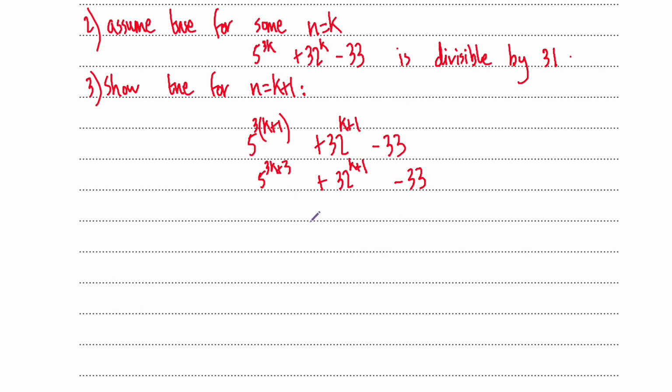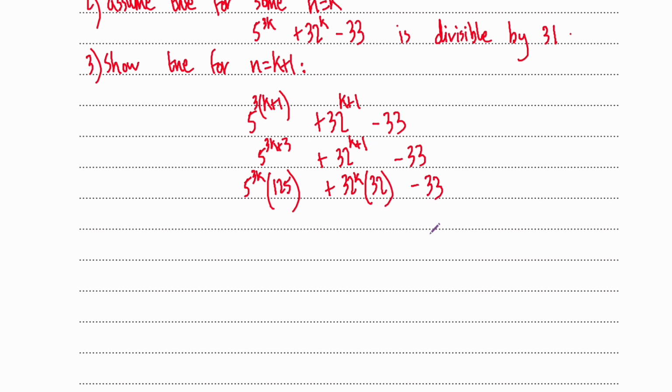Okay, so far so good. Now I want to write it like this. So we have 5 to the power 3k plus 3. So this is like 5 to the power a plus b, which is 5 to the power a times 5 to the power b. So that's the same as 5 to the power 3k times 125, because 5 to the power 3 is 125, plus, and again, this is 32 to the power k times 32, because 32 to the power 1 is 32, and then minus 33. Okay, so far so good.